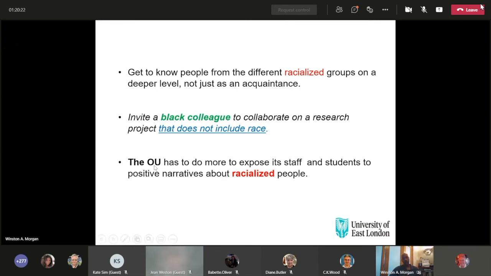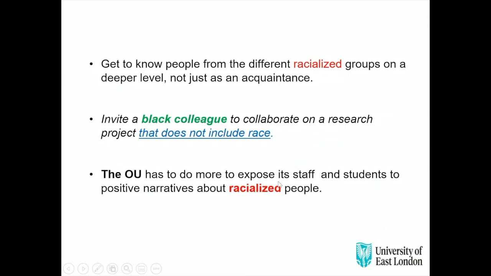Okay, so the Open University has to do more as an institution to expose its staff and students to positive narratives about race. You can't do it all yourself. Your institution has to show positive narratives about race, about racialized people, and that will lead the way.